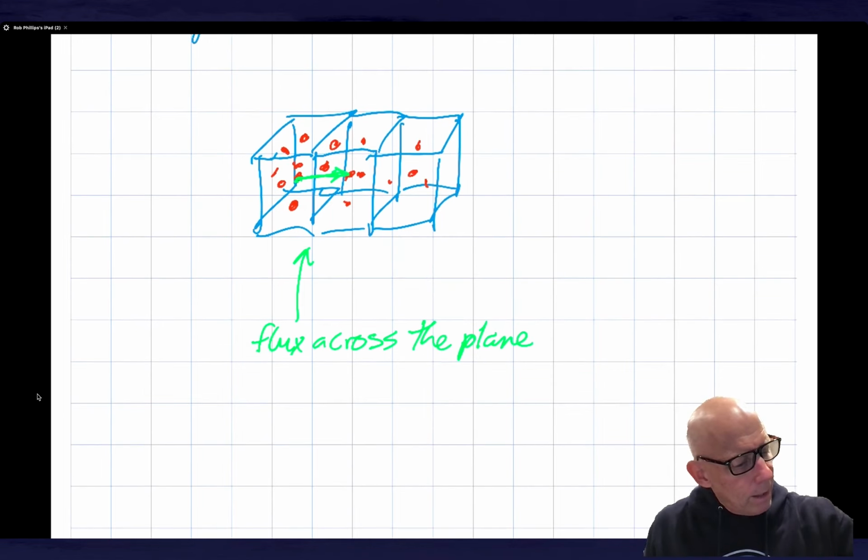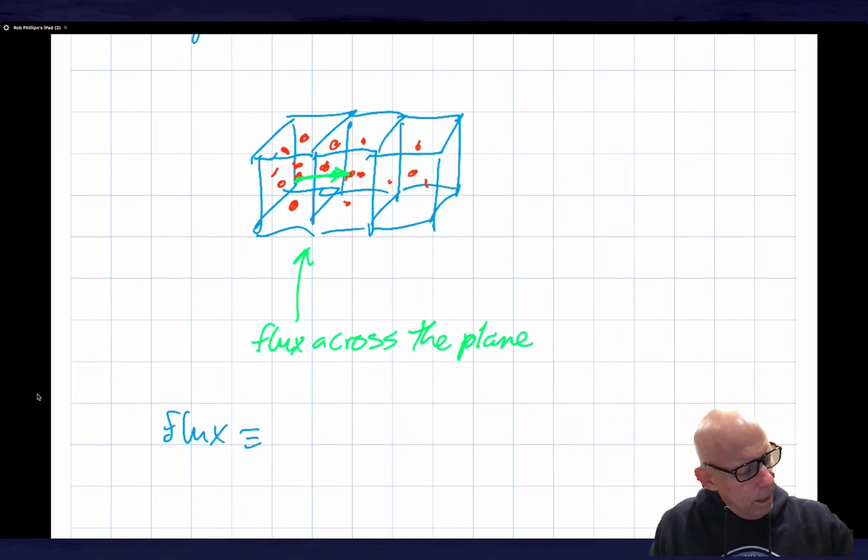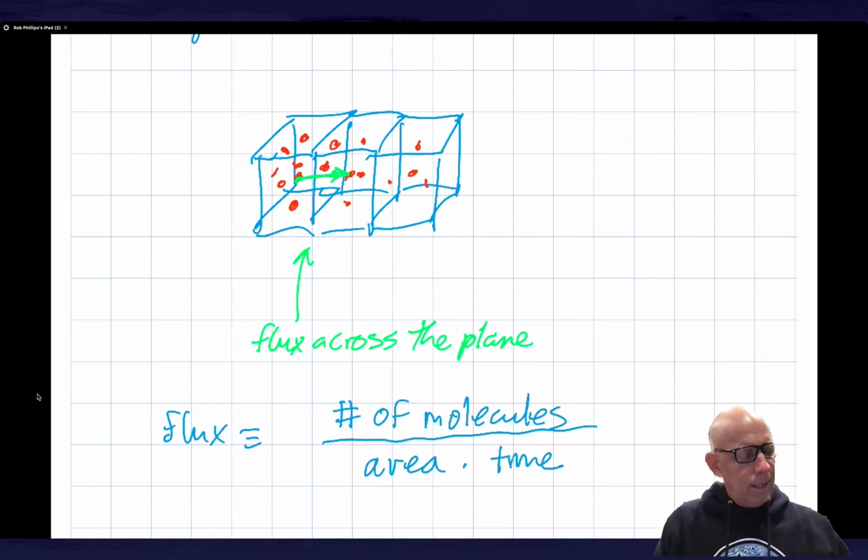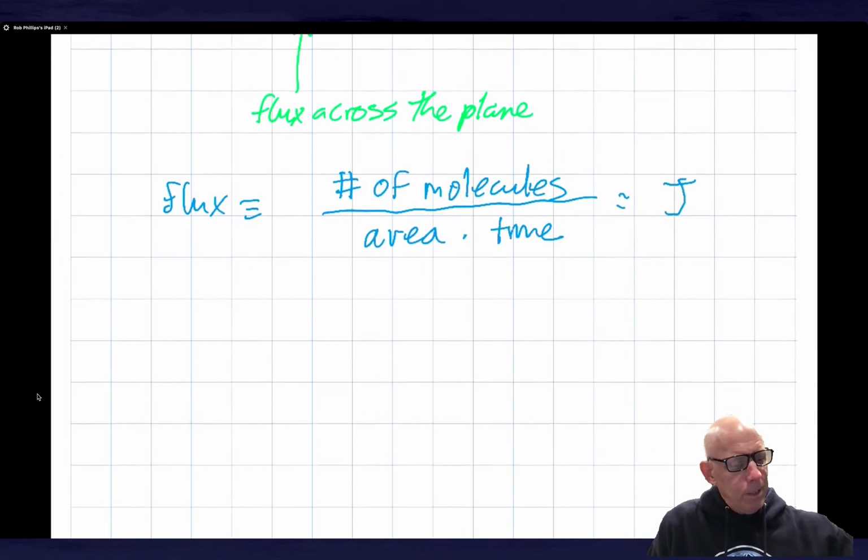And the flux is defined as the number of molecules crossing unit area per unit time. So that's the definition of the flux, which I'm going to label by J. J is the symbol that I'll be using for fluxes of various kinds: flux of heat, flux of particles, flux of momentum. In all cases, I'll be using the letter J to represent that.